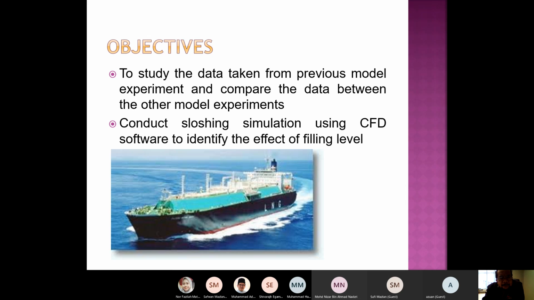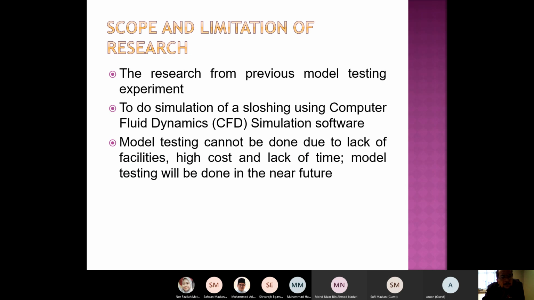The scope of the research of the paper is research from previous model testing experiments, and then it is done using CFD, computational fluid dynamic simulation software. Model testing cannot be done due to lack of facility, so we only do CFD. Model testing is not done due to high cost and lack of time. Model testing will be done maybe in the near future.